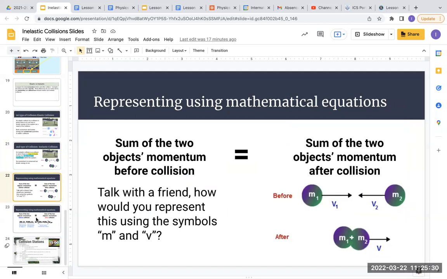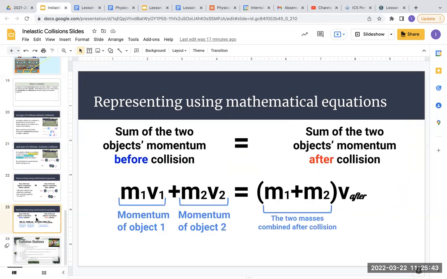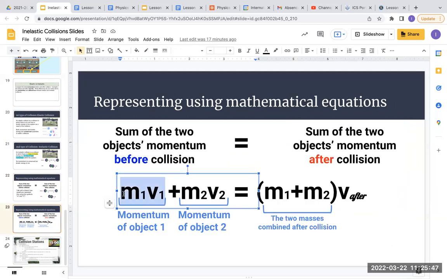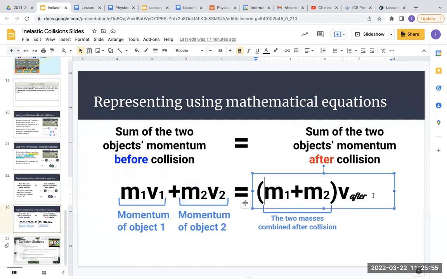Now, if we were to represent things using a mathematical equation, just like last time, we'll use P before and P after equal to each other. Then if we expand it out a little bit, the momentum before would be mass 1 times velocity of object 1 plus mass 2 times velocity of object 2. And then there is something special about the after this time.